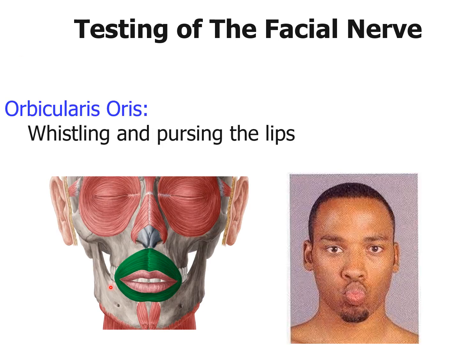Next, we can look at the function of the orbicularis oris muscle. The ability to whistle and purse the lips together, as in pouting, which you see all the time on social media nowadays, indicates normal function of the orbicularis oris muscle and shows that the facial nerve is intact.